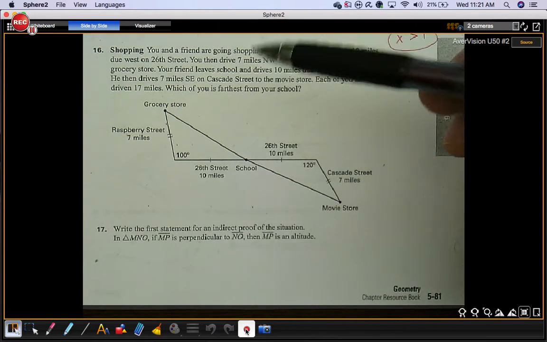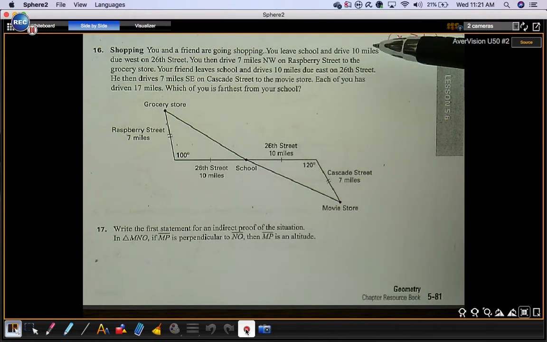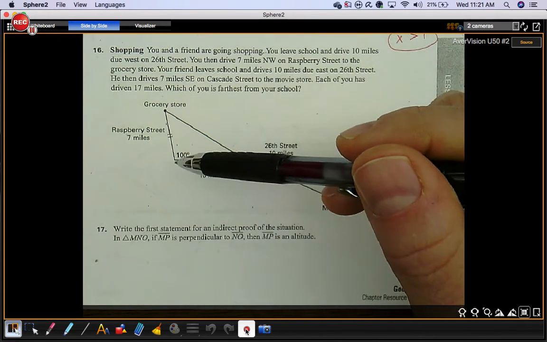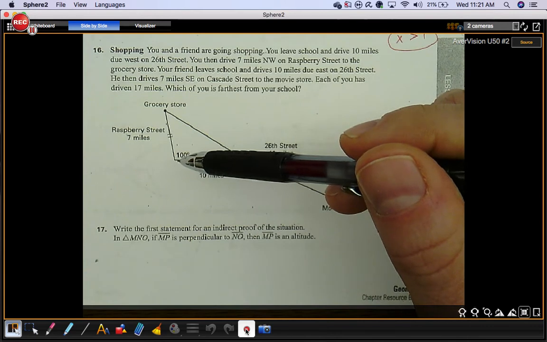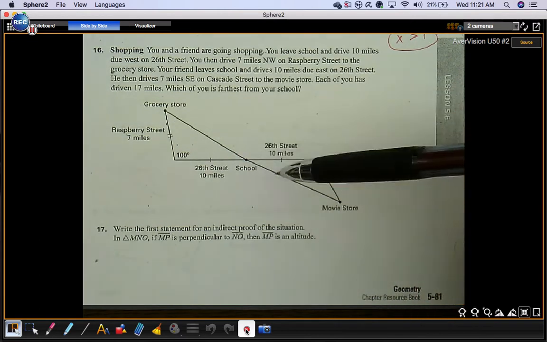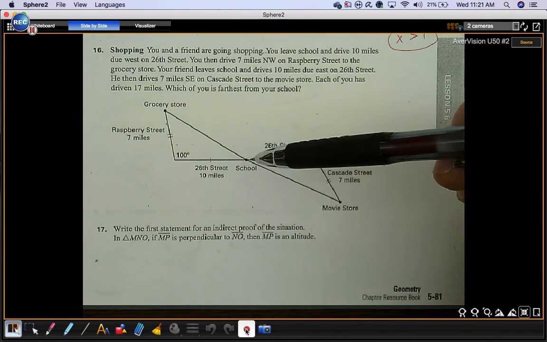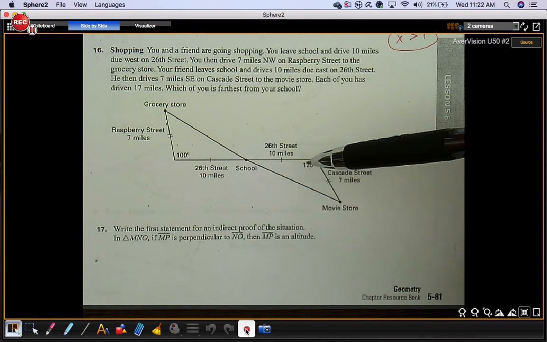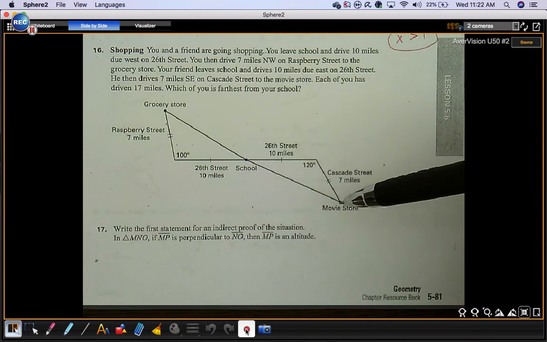Number 16, you and your friend are going shopping. You leave school and drive 10 miles due west on 26th Street. Then you drive 7 miles northwest on Raspberry Street to the grocery store. Your friend leaves school and drives 10 miles east on 26th Street. He then drives 7 miles southeast on Cascade Street to the movie store. Each of you has driven 17 miles. Which of you is farthest from the school?